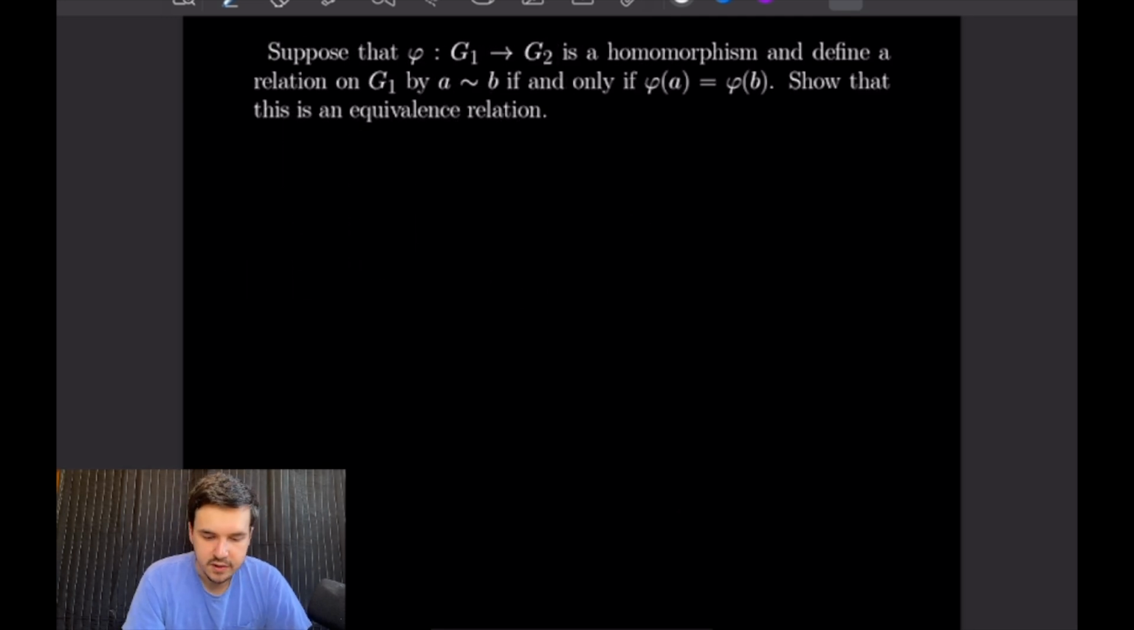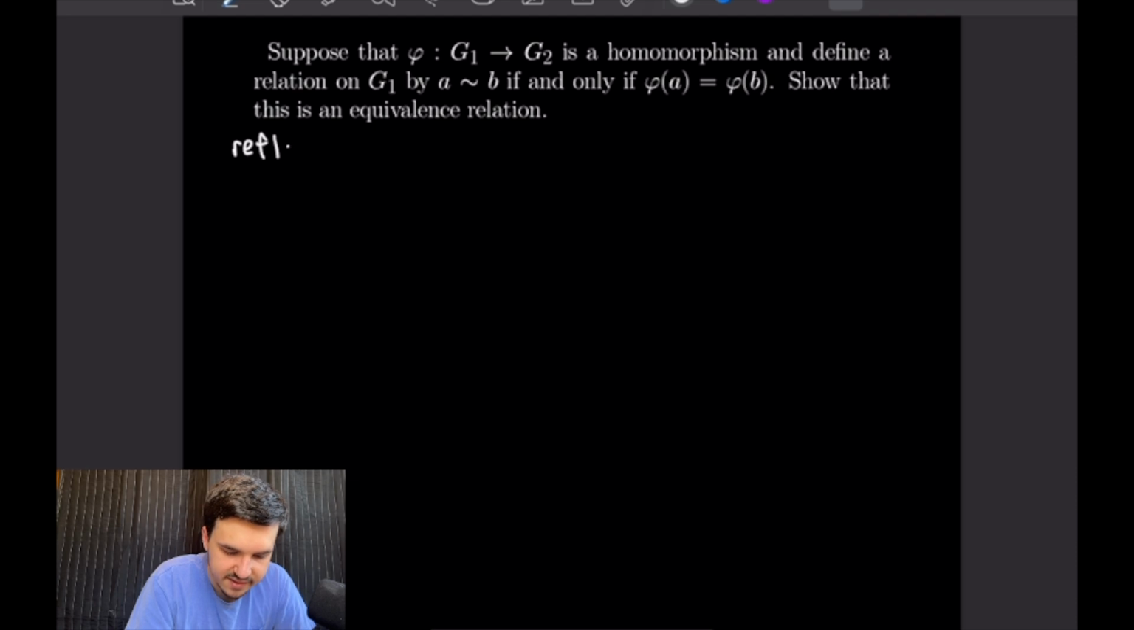So this one is going to deal with relations and equivalence relations a little bit, and we're going to suppose that phi goes from G1 to G2, and it is a homomorphism. And we're going to define a relation on G1 by a is related to b if and only if phi of a is equal to phi of b. We want to show that this is an equivalence relation. Now I want you to recall that in order to prove that this is an equivalence relation, we must prove a couple things. And those are that it is reflexive, symmetric, and transitive. So let's go ahead and get into the reflexivity proof first.